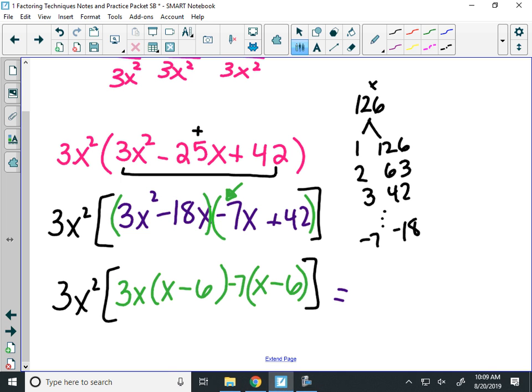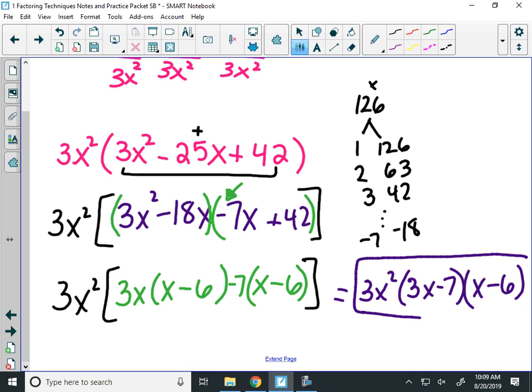So my final answer has 3 factors. You have to include the GCF in front. 3x squared. What would be your next factor that you want to write? 3x minus 7 and x minus 6. And that would be your fully factored form. So a little bit bigger numbers. Always look for that GCF to help you out. Okay? Let's do one more from this section, and then we can move on.